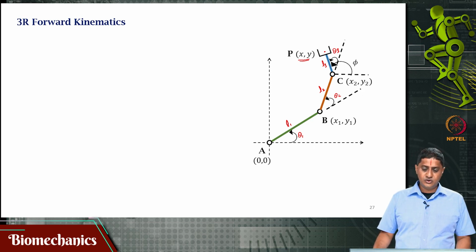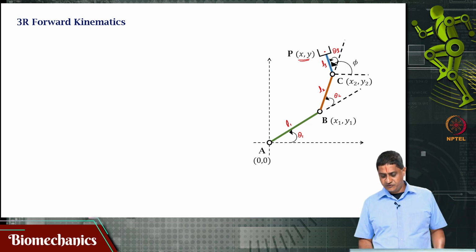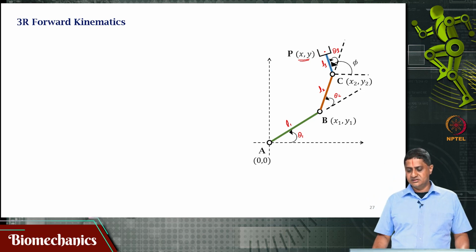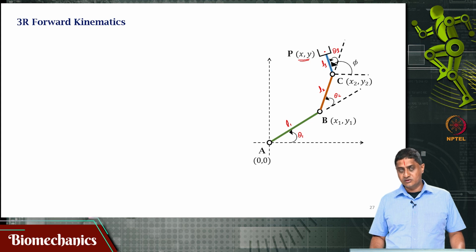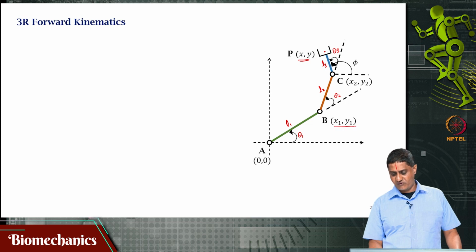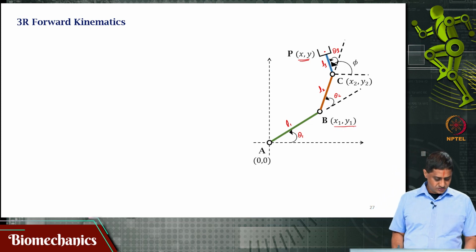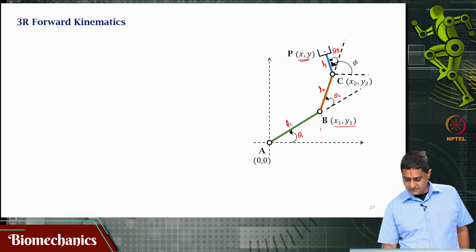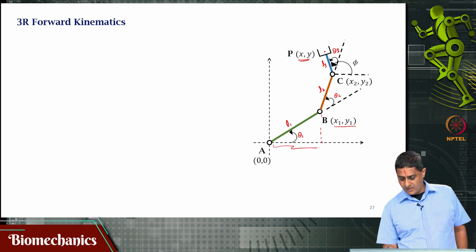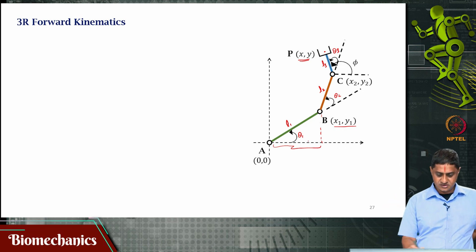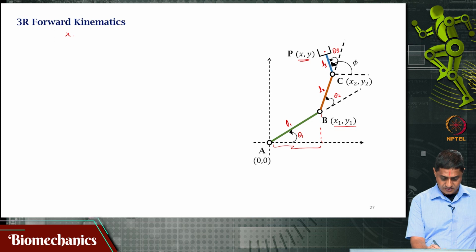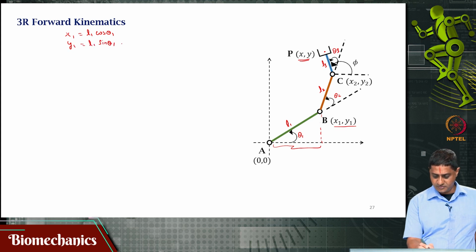Similar to how we did it for the 2R case, we can proceed for the 3R case. Now, before we proceed to find the coordinates of point P, which are x and y, we start by finding the coordinate of B which is x1, y1. What is this x1, y1? Its x coordinate is L1 cos theta 1, is it not? x1 is L1 cos theta 1 and y1 is L1 sin theta 1, is it not?